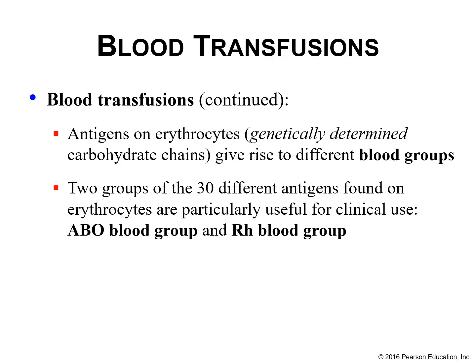Remember, antigens on red blood cells are genetically determined carbohydrate groups on the red cell membrane, which give rise to the nearly 8 different blood groups. 2 groups of the 30 different antigens found on your red blood cells are particularly useful for clinical use. These are called the ABO blood group and the RH blood group.